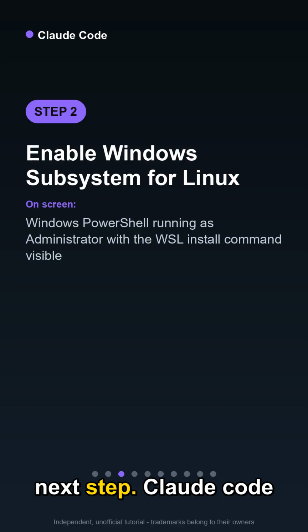Claude Code works best on Windows through WSL, which is Windows Subsystem for Linux. Open PowerShell as administrator and run wsl --install. Windows will download and set up a Linux environment, then prompt you to restart. This one step prevents the vast majority of compatibility headaches people run into.